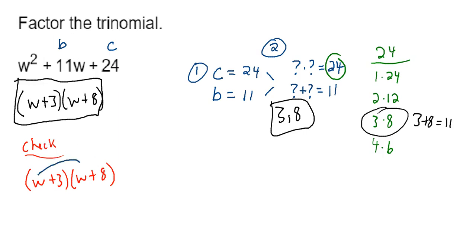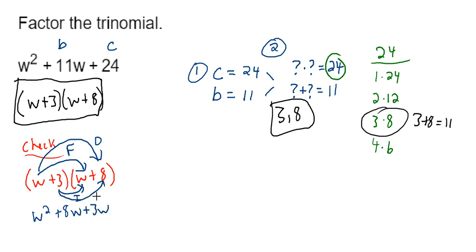So we'll FOIL. We'll multiply the first two terms together. That's the F in FOIL. W times W is W squared. We'll multiply the outer terms together. That's the O in FOIL. W times 8 is going to give me 8W. We'll multiply the inner terms together. That's the I in FOIL. It's 3 times W, which is 3W.